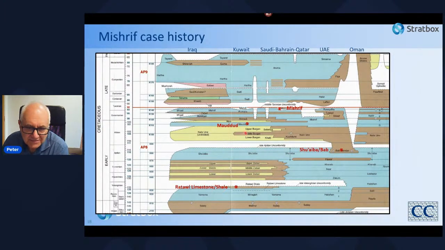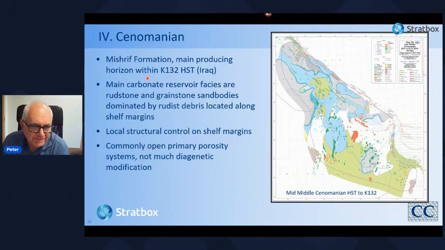The next case history I'm going to talk about is the Mishrif Formation. This is a Cenomanian-Turonian carbonate unit associated with the K130, K140 maximum flood. And I'm going to talk about, first of all, the depositional facies and environments of the Mishrif, and then I'm going to talk about the effects of the Middle Turonian unconformity. So the Mishrif Formation is the main producing horizon associated with the K132 highstand in Iraq.